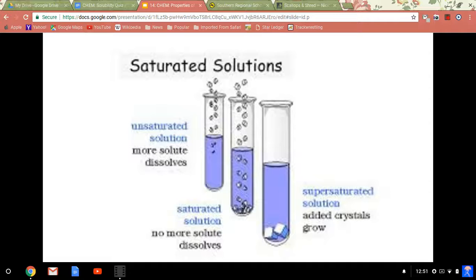All right, so here's a couple examples for you. In an unsaturated solution, you can add more and more solute and it will continue to dissolve. In a saturated solution, you can't fit any more solute, so it's going to no longer dissolve it. You're at that maximum amount. And then supersaturated, we know that temperature has been manipulated in some way. You're going to start to see crystals growing.